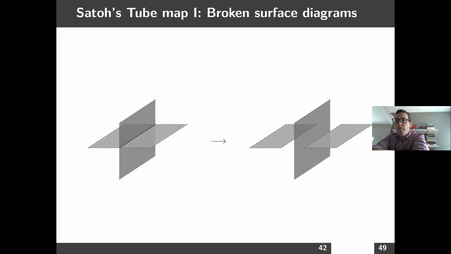Then the broken surface diagram just says that the sheet that has the smaller R^4 coordinate is drawn as broken, as depicted there on the right-hand side. That's the same convention that we use, say, for classical knot diagrams, right? In that case, we have R^3 going to R^2 instead of R^4 going to R^3.